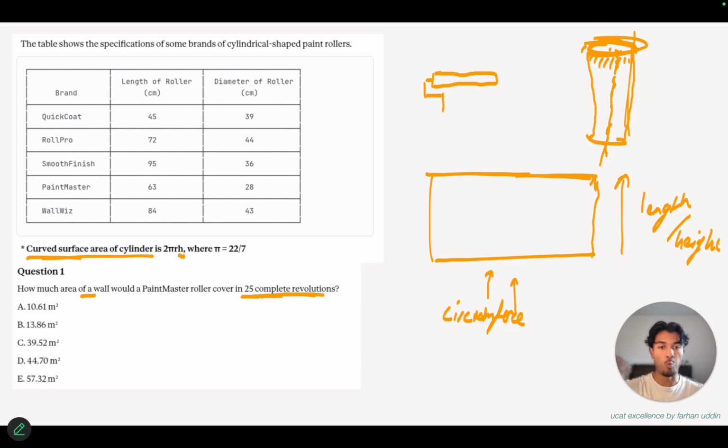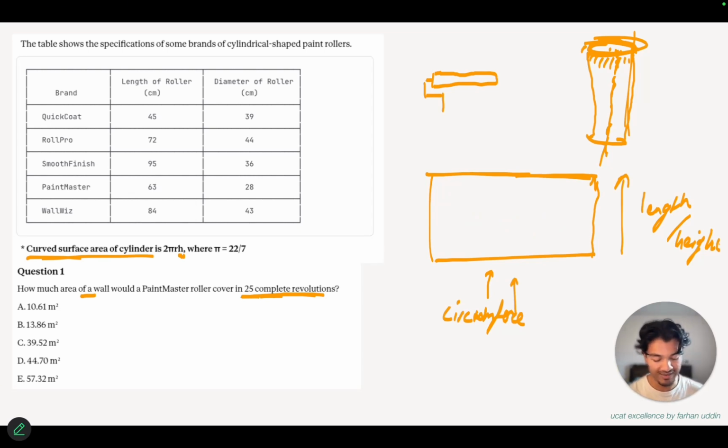Now, with one complete revolution, we know that it covers this much ground. And so the question is, how much does it cover in 25? So what we really need to find here is the curved surface of the cylinder, and then multiply that by 25. That's our objective here. Okay, now let's go through the 3C's once more.